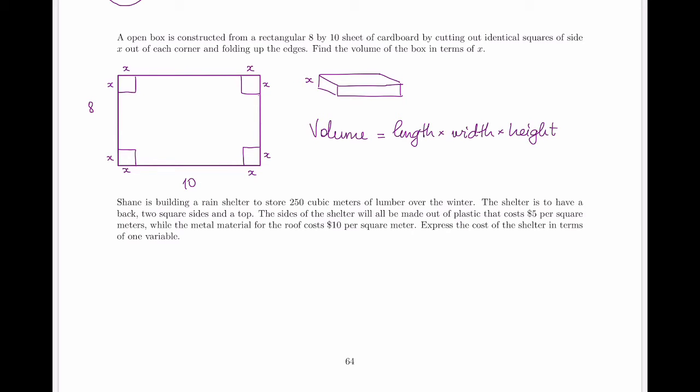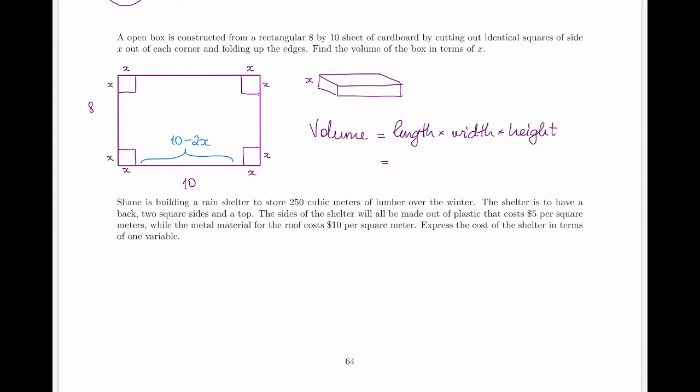Okay, so let's take a look at the length. As I mentioned, the length, for example, if we think that this is the length, will be formed by this side right here once the edges of the x's are folded up. So I need to figure out what is the length that has remained after I've cut out x. The whole thing was 10, and then we took out two little x's. So the length of this remaining portion is going to be 10 minus 2x.